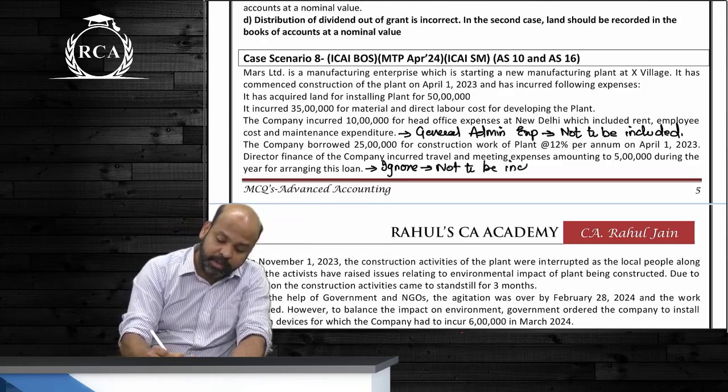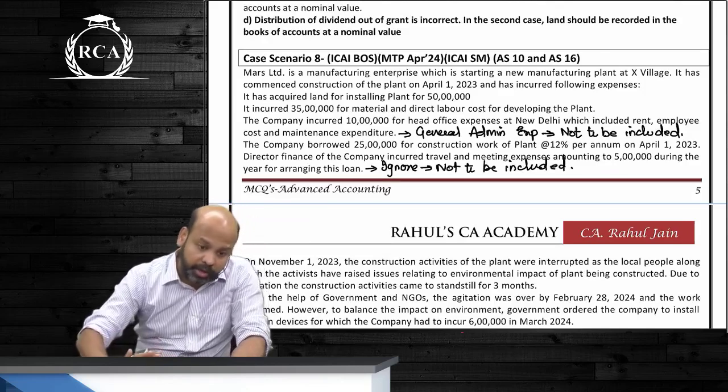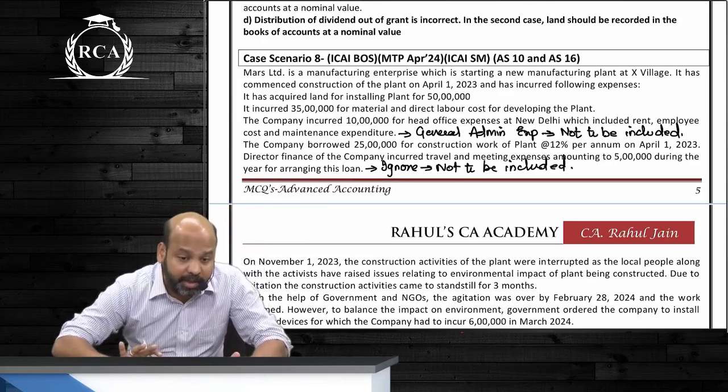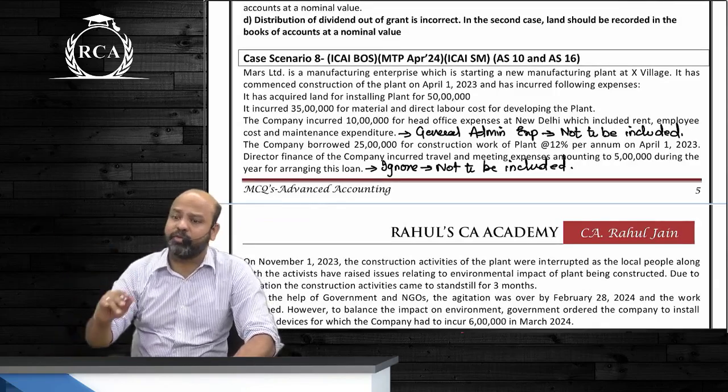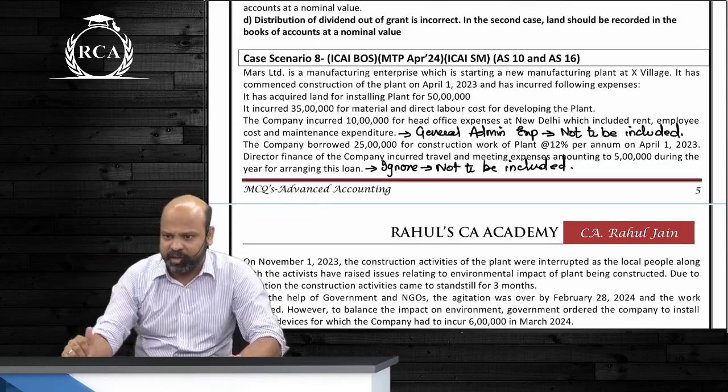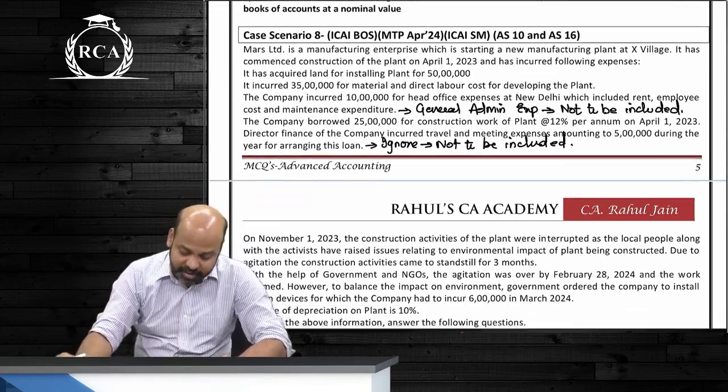This is more like an administrative cost, beta. We will not include this. I'm not talking about the interest part, guys. I'm talking about 5 lakhs. And who the hell will incur 5 lakhs to procure a loan of 25 lakhs? 20%. Kuch bhi. Next, guys.